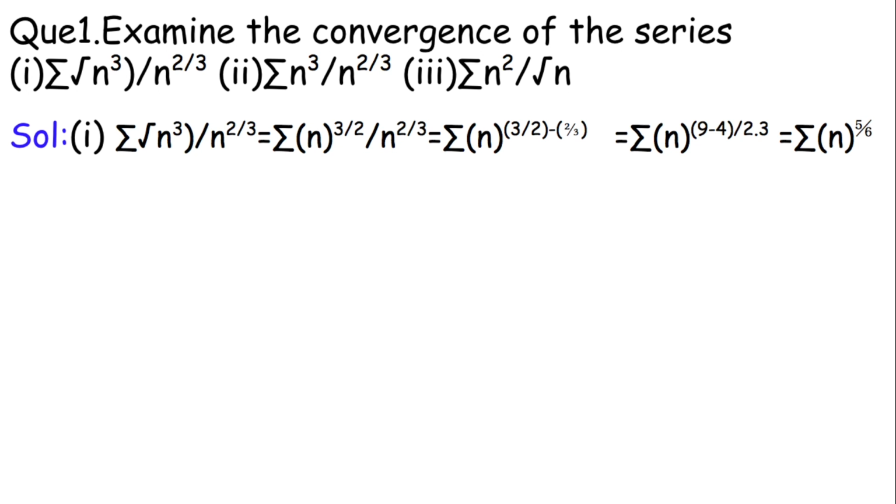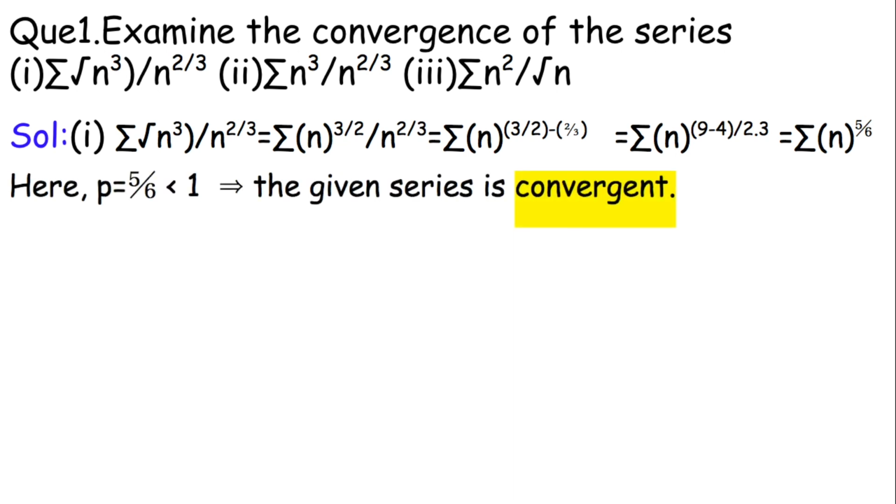First is n raised to power 3, whole square, upon n square, whole cube root. So we will get n raised to power 3 by 2 upon n raised to power 2 by 3, and we just subtract the power of the denominator from the numerator power: 3 by 2 minus 2 by 3, which by taking the LCM is 3 square minus 2 square upon 2 into 3, which is 9 minus 4 upon 6, which is 5 by 6. So here p is 5 by 6, which is less than 1. So the given series is a convergent series.